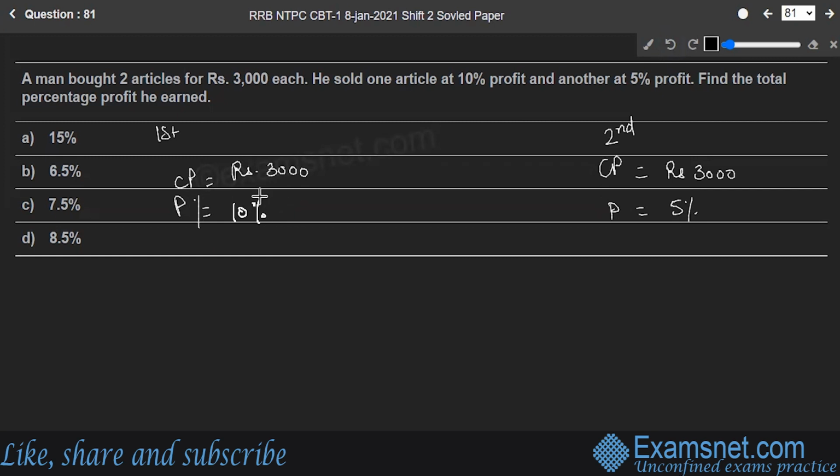Right. So what is the formula for selling price? If the cost price and the profit are given, selling price is given by cost price into 1 plus profit percent upon 100.